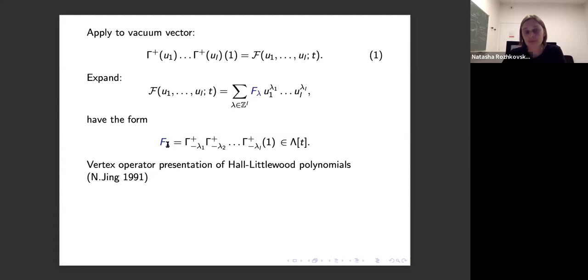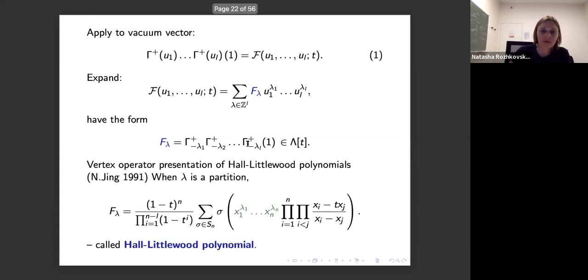Because when lambda is a partition, these are exactly Hall-Littlewood polynomials, which we know from Macdonald's book and from some other places. And the vertex operator presentation, which we use here as a definition, is due to Naihuan Jing from 1991. So this is what we have here. And this is the definition which we usually see, the combinatorial definition of Hall-Littlewood polynomials.